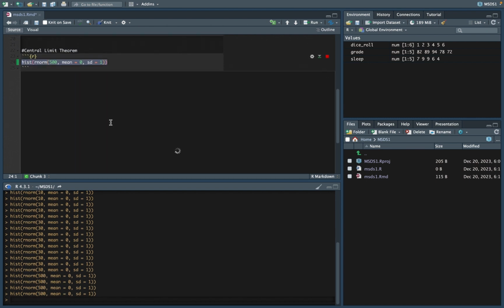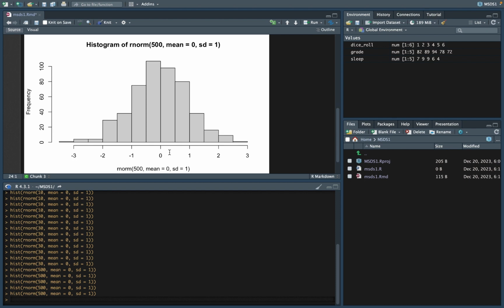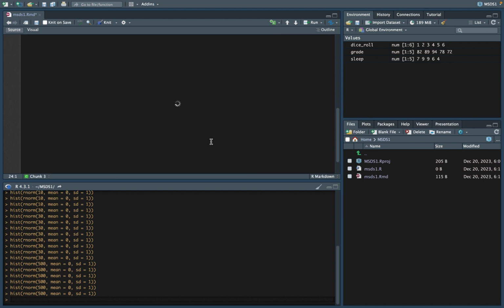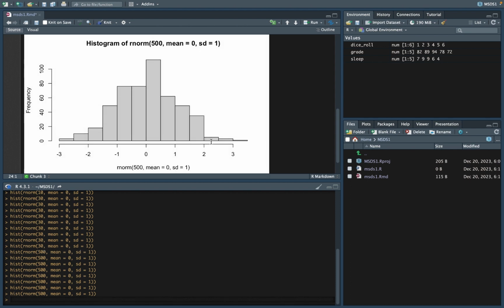So most of these kind of look like the highest frequency is around the mean, and then as we stray away from the mean, the frequency significantly decreases.